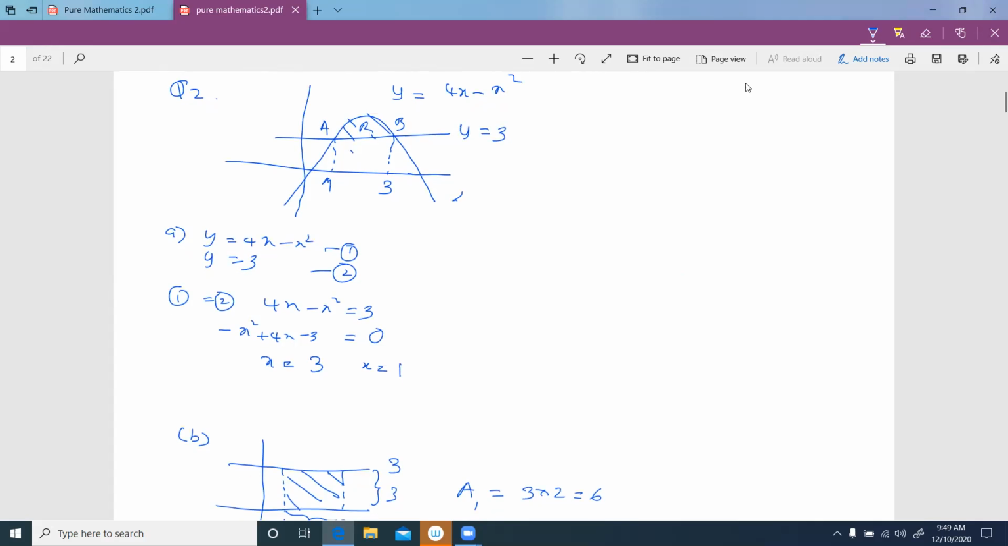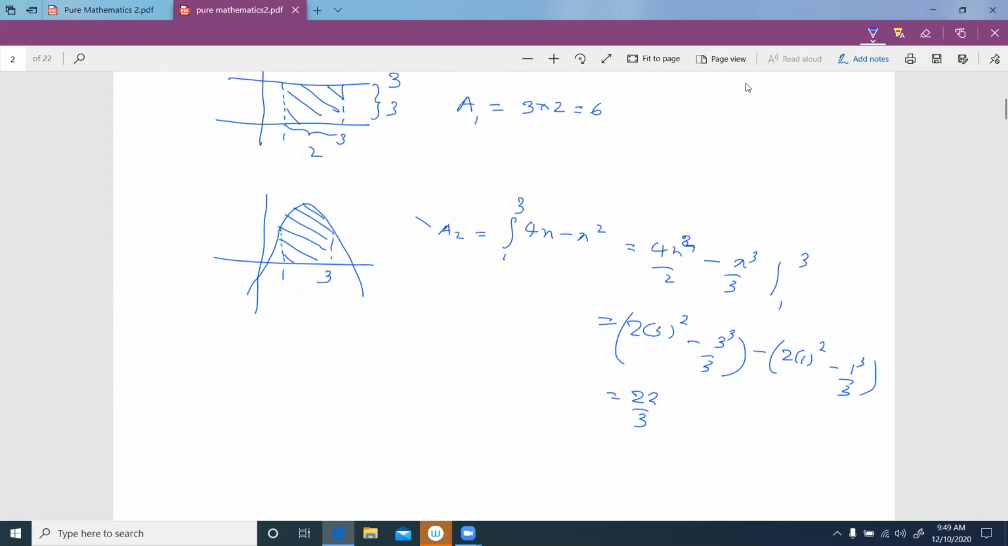That means it's pretty simple. The area becomes A2 minus A1. That is 22 over 3 minus 6. That is 4 over 3, which would be the final answer for this kind of question. So that is the way of answering question number 2.